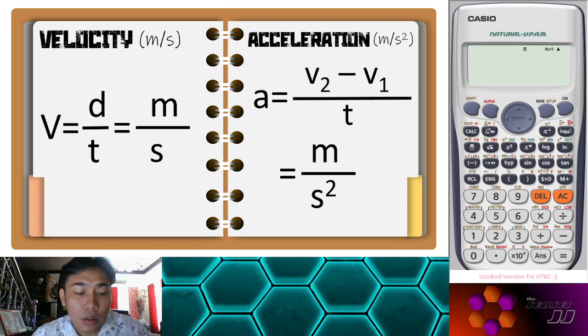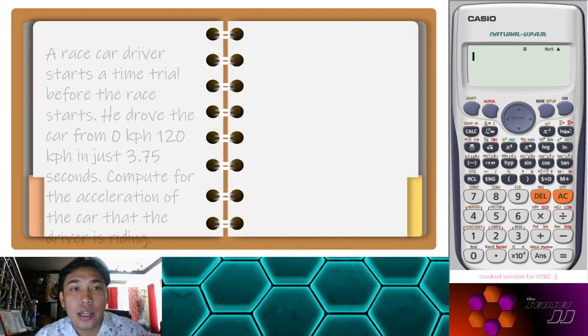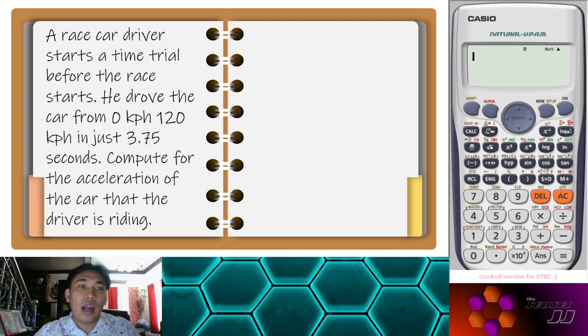When you combine it, that will result to meter per second square. Okay? So I hope it's clear, guys. So let's have an example here. A race car driver starts a time trial before the race starts. So he drove the car from 0 kilometers per hour to 120 kilometers per hour in just 3.75 seconds. So compute for the acceleration of the car that the driver is riding.